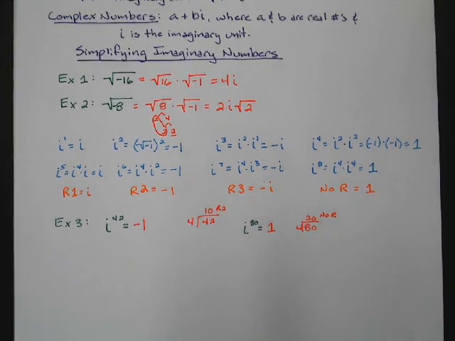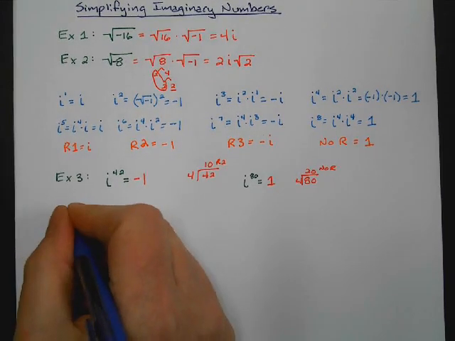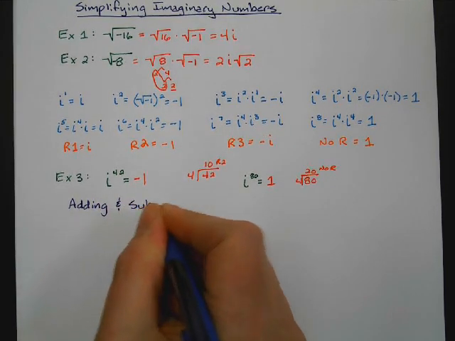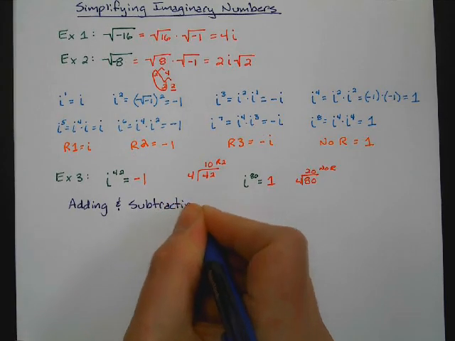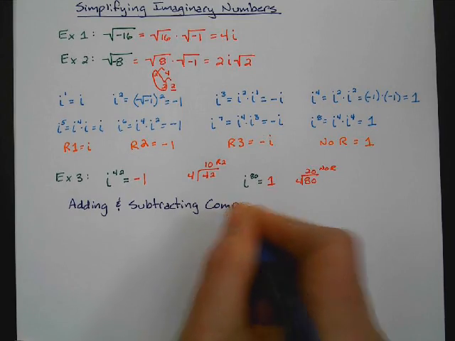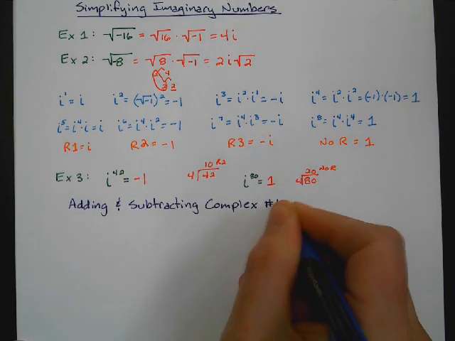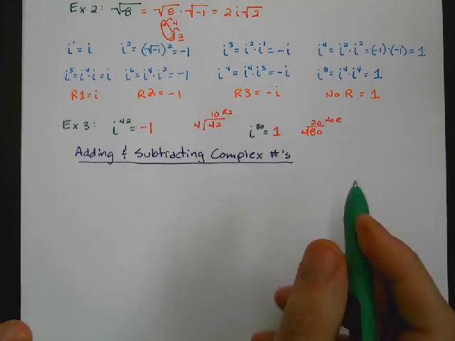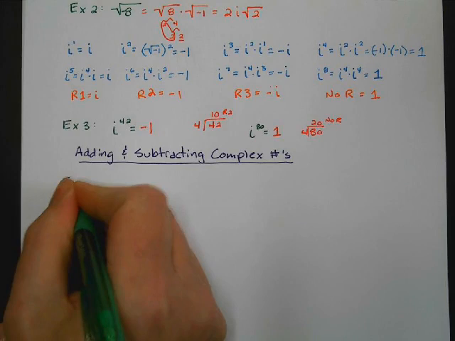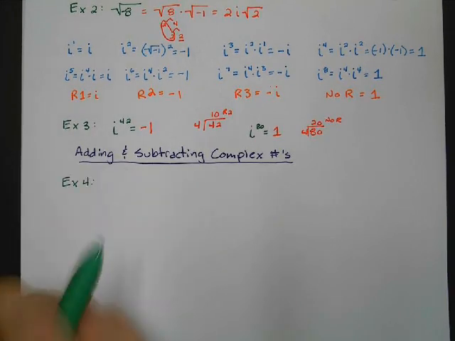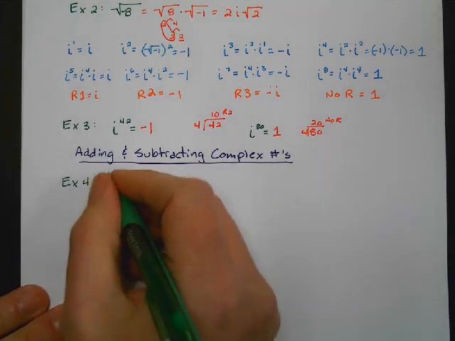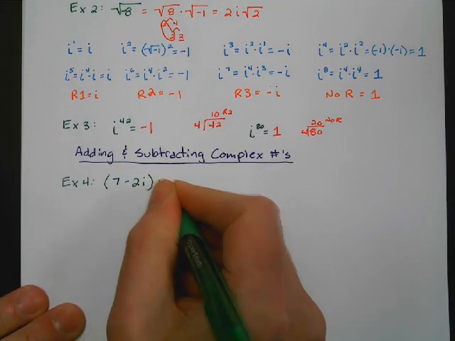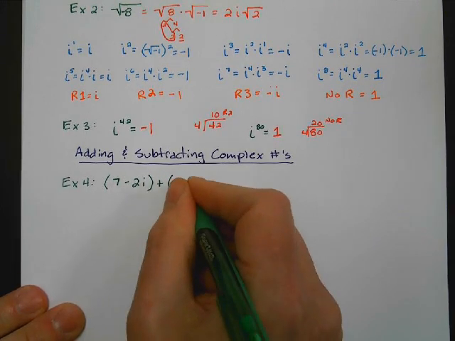All right, a couple more things to cover. Adding and subtracting complex numbers. All right, example 4. So on example 4, we've got 7 minus 2i plus negative 3 plus i.